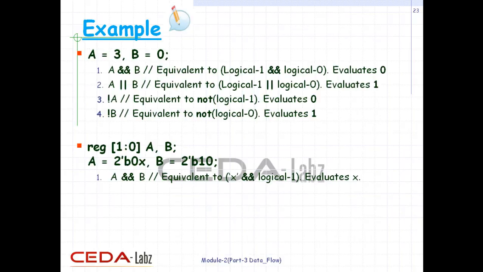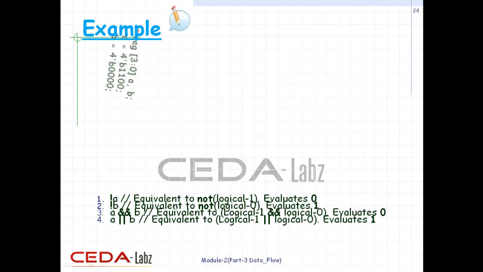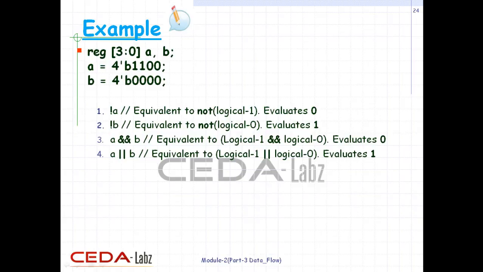In another set of registers, A is equivalent to X, as it contains an unknown bit, and B is equivalent to 1 as it has some value. Hence, if we AND X with anything, it will result in an X. Some more examples of the same. These operators are very simple and easy. I hope it is clear to you now.